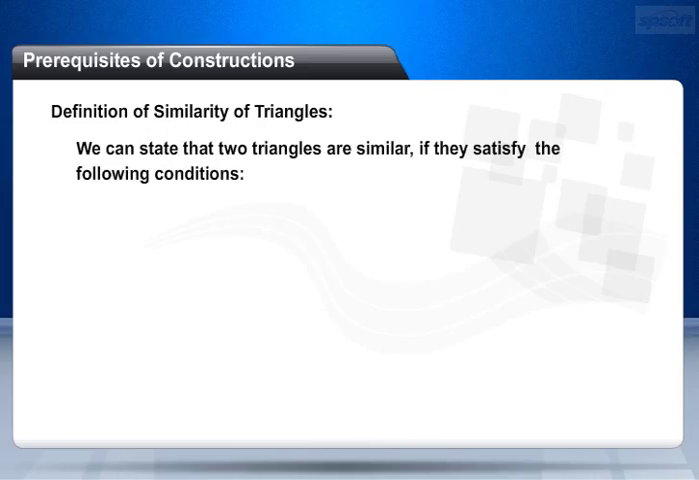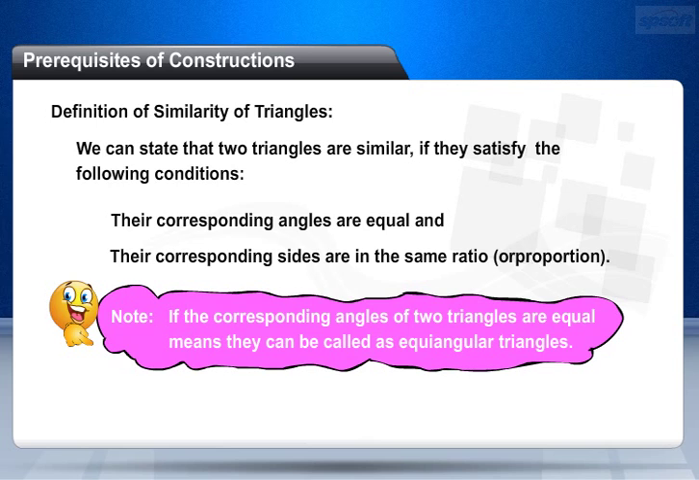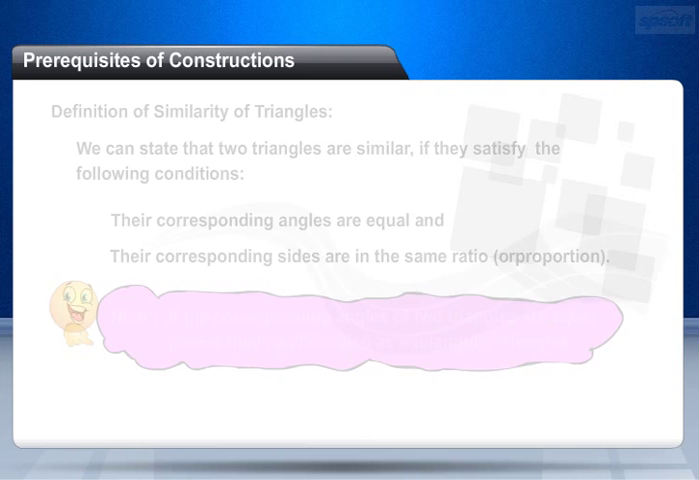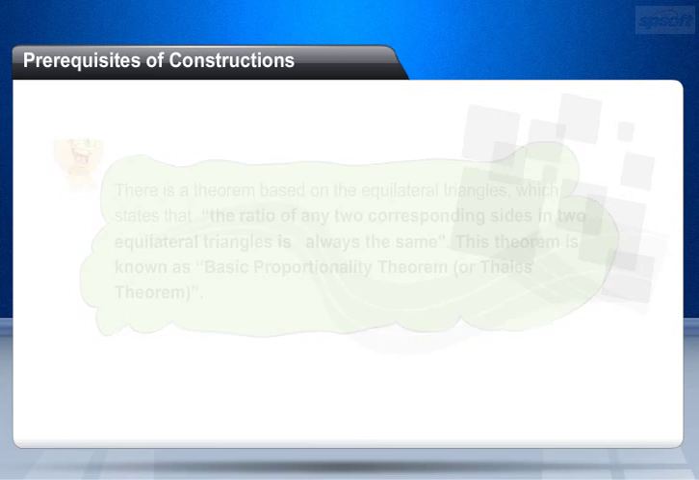Similarity of triangles. We can state that two triangles are similar if they satisfy the following conditions. Their corresponding angles are equal, and their corresponding sides are in the same ratio, or proportion. Please note that if the corresponding angles of two triangles are equal, they can be called equiangular triangles. There is a theorem based on equiangular triangles which states that the ratio of any two corresponding sides in two equiangular triangles is always the same. This theorem is known as the basic proportionality theorem, or Thales theorem.